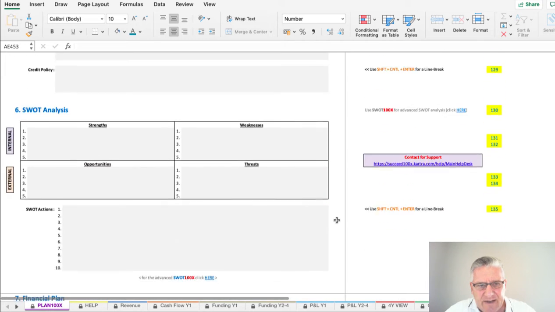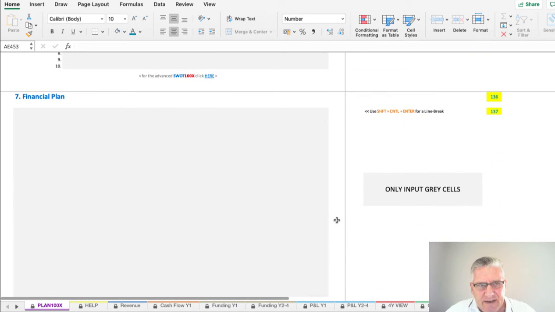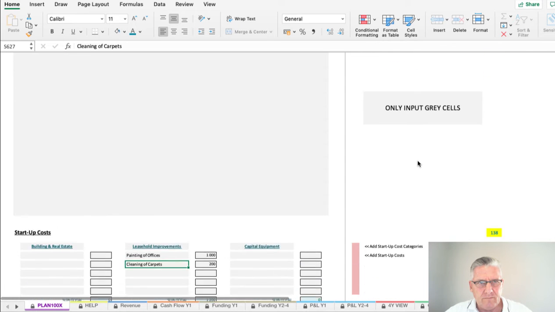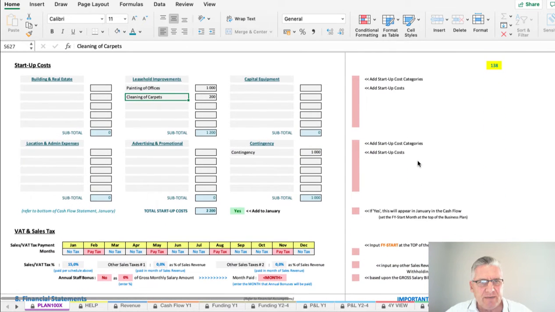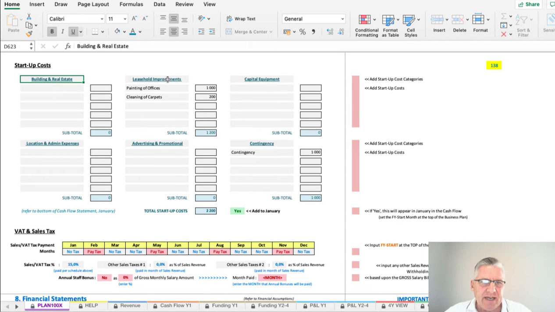So moving down, the next section we're going to get to now is the financial plan. So the first part of the financial plan is startup costs. We've got 6 categories allocated here: building and real estate, leasehold improvements, capital equipment, location and admin expenses, advertising and promotional, and contingency. Now, for purposes of this, we've allocated some funds towards painting of offices at $1,000, cleaning of carpets at $200, and we've got a contingency in here of $1,000. Again, you can see by the right hand side, these are needed for the quick start.